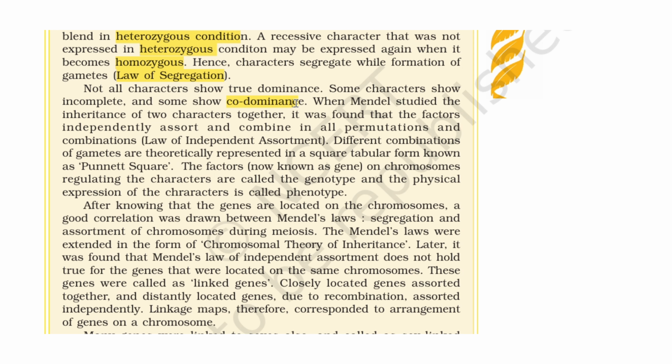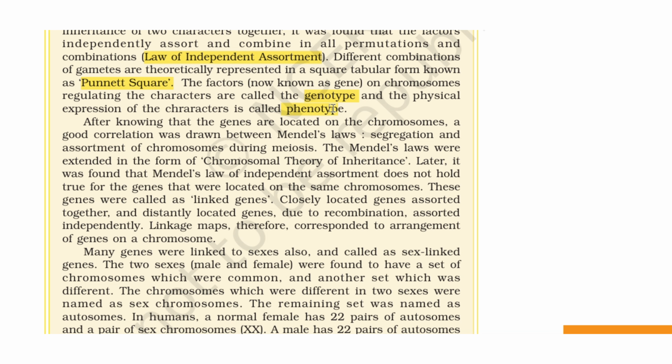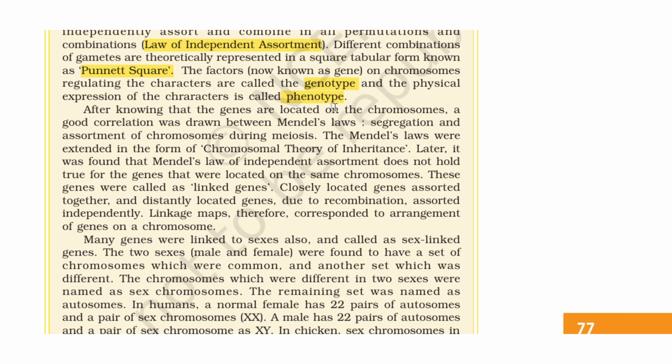When Mendel studied the inheritance of two characters together, it was found that the factors independently assort and combine in all permutations and combinations, law of independent assortment. Different combinations of gametes are theoretically represented in a square tabular form known as Punnett square. The factors, now known as genes, on chromosomes regulating the characters are called the genotype, and the physical expression of the characters is called phenotype.